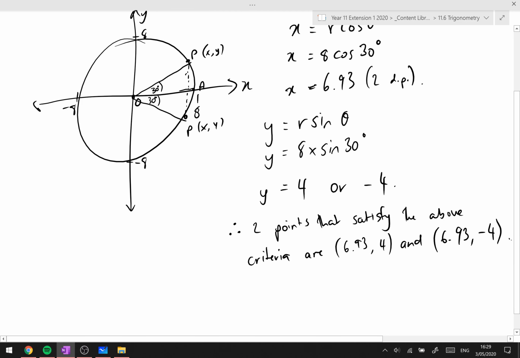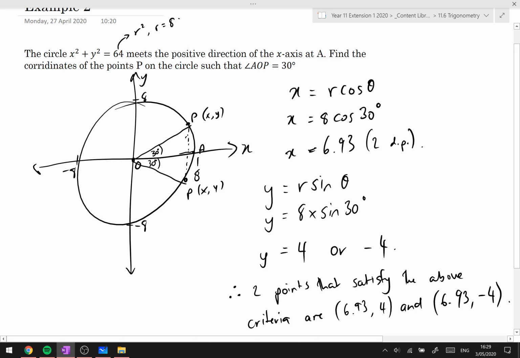Okay, that's it for this one. Nice and easy. It's all pretty much done the same way, so there's nothing actually different with this one, and I'll see you guys in the next one.